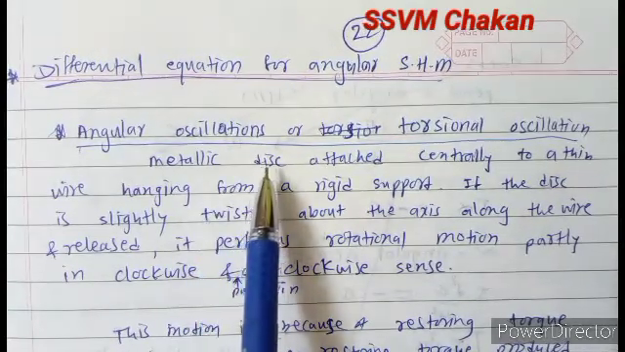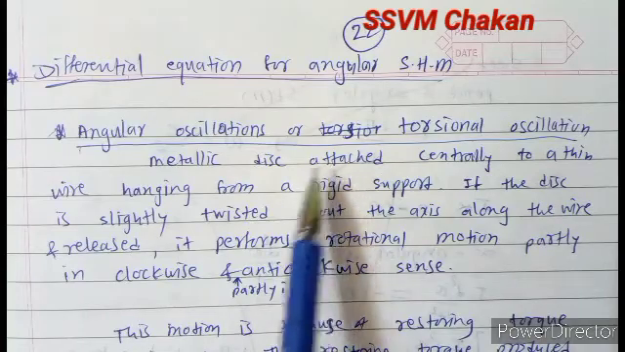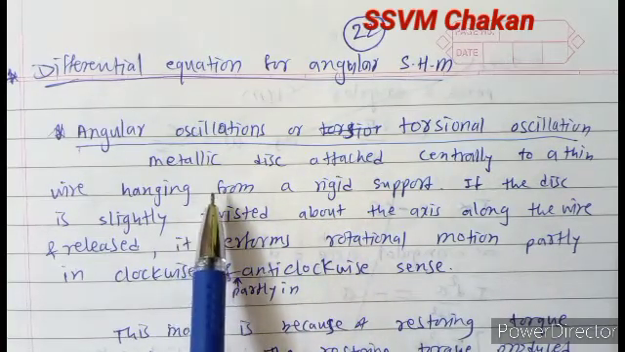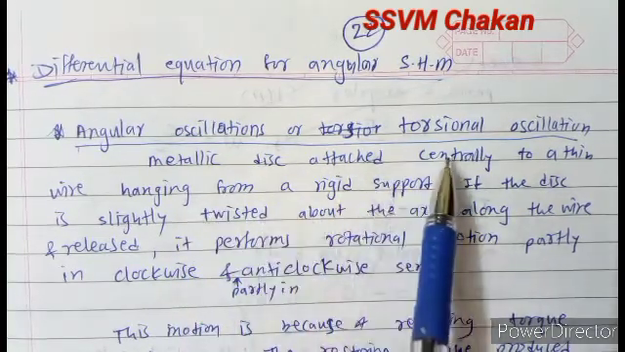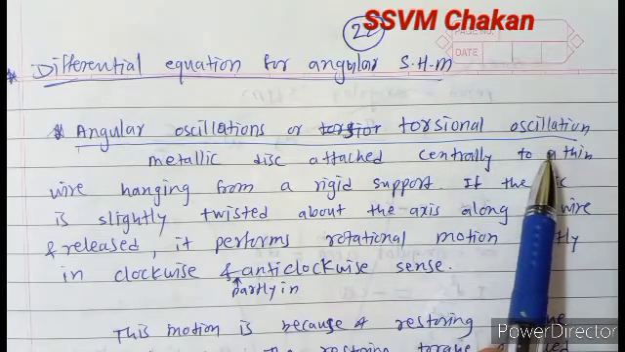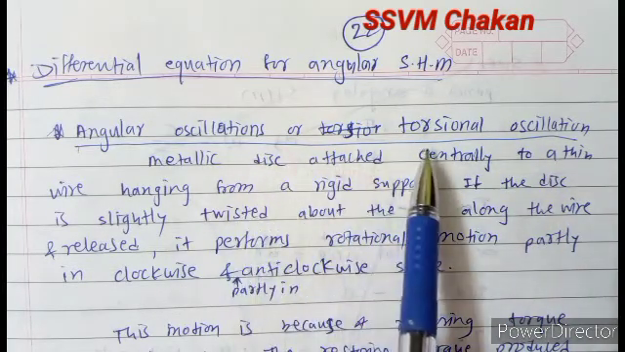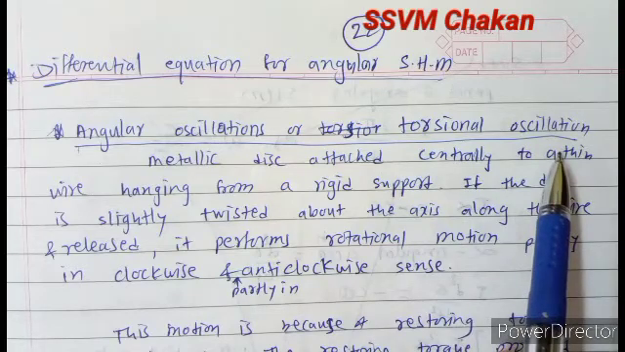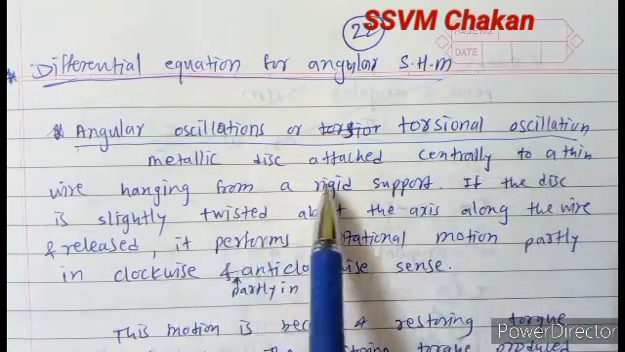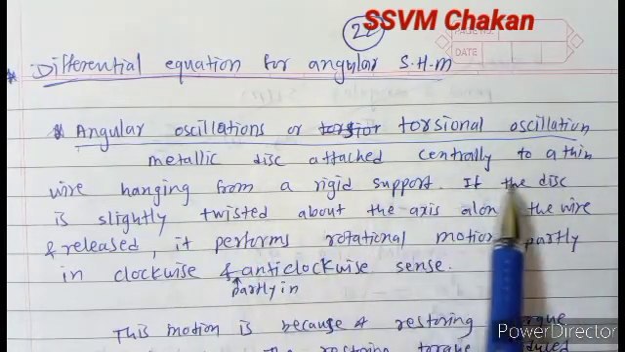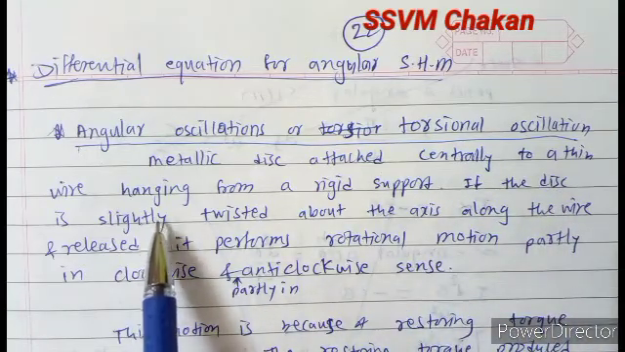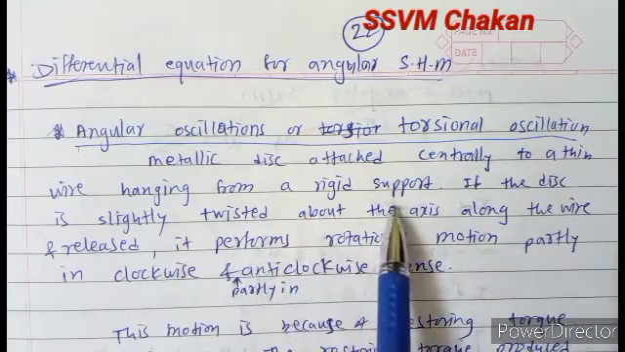Differential equation for angular oscillation. Angular oscillation or torsional oscillation. That means angular oscillation is also known as a torsional oscillation. A metallic disc attached centrally to a thin wire hanging from a rigid support.